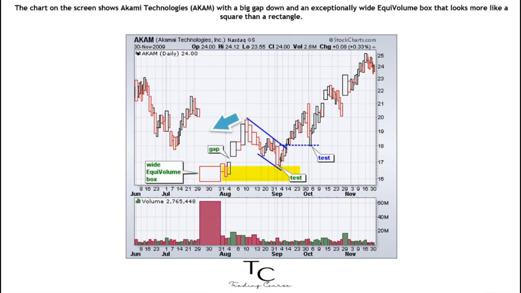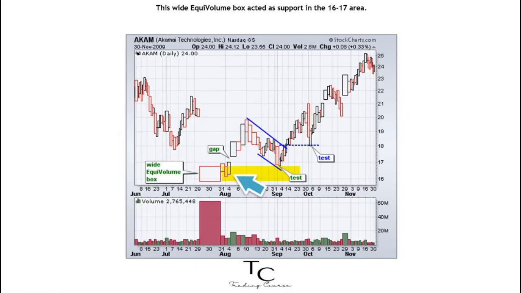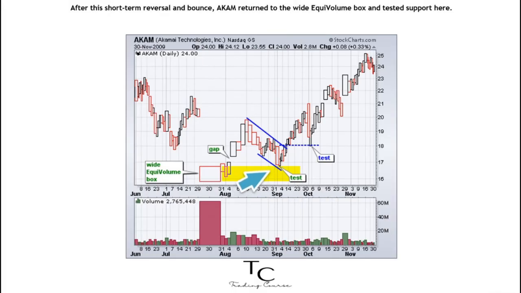The chart on the screen shows Akamai Technologies, AKAM, with a big gap down and an exceptionally wide EquiVolume box that looks more like a square than a rectangle. This wide EquiVolume box acted as support in the 16 to 17 area. AKAM firmed for a few days and then gapped higher with good volume. After this short-term reversal and bounce, AKAM returned to the wide EquiVolume box and tested support here.